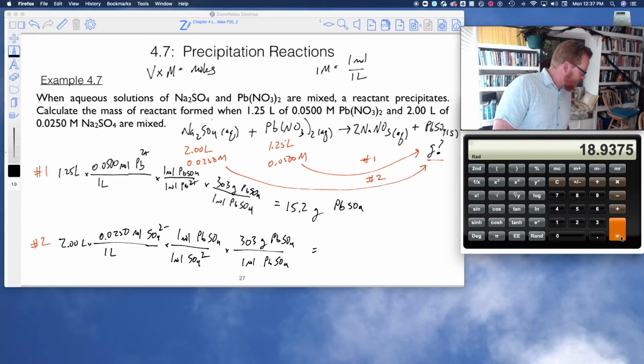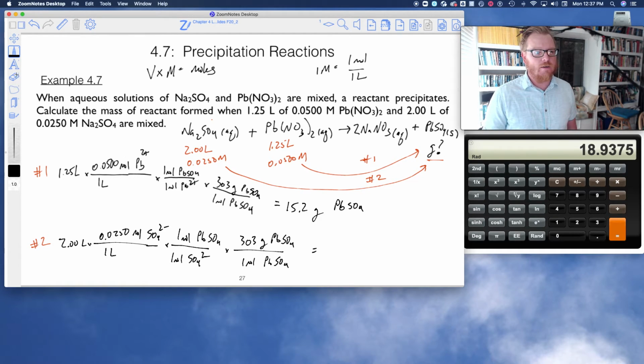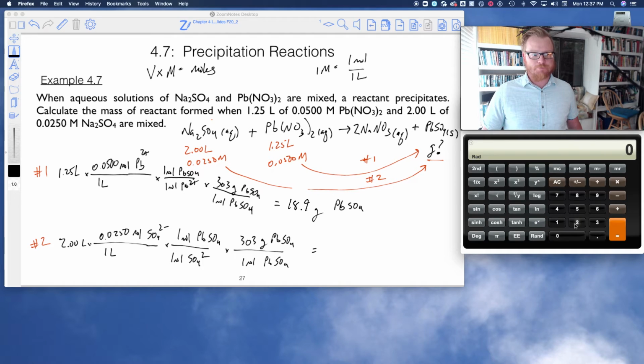Oh my goodness. Okay. So yes, this is why I should do this, because you can see that I copied down the wrong answer. So this one is 18.9 grams. And what do you want to bet that this one's going to be the 15.2? Okay, so now let's do the number 2.